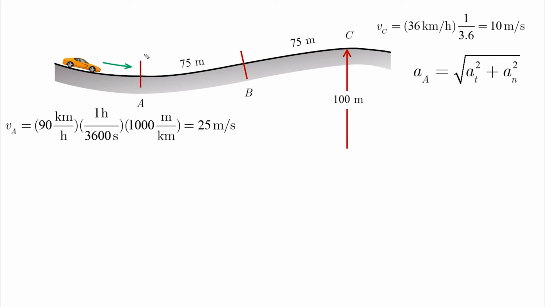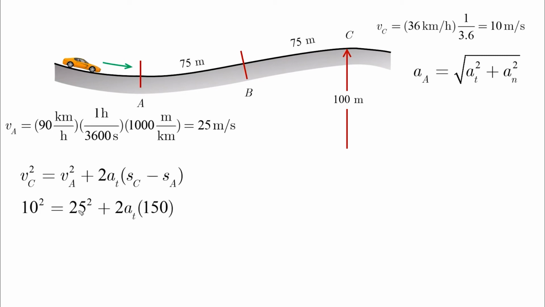rho A. And since the total acceleration at A is given, and from the definition of total acceleration, if we need to find AN, we need to first find AT, and then solve for the remaining unknown here, which is AN. So our goal now is to find the tangential acceleration at A, which can be found for the whole distance using the constant acceleration equation between C and A. We know both velocities, and we know also the distance. Solve for AT, which happens to be negative because of the deceleration.